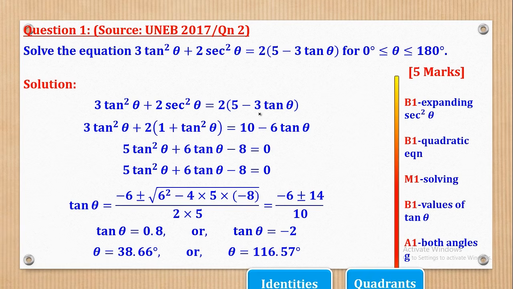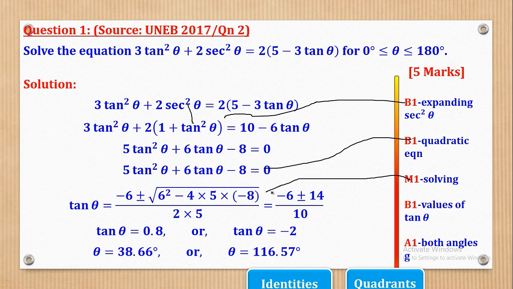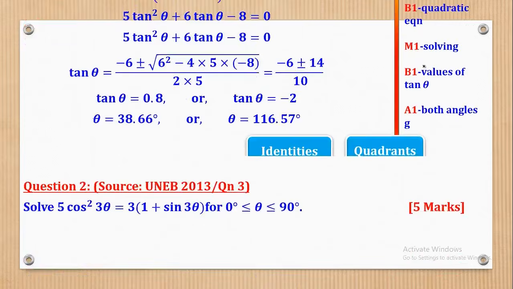So B1 for expanding sec, another B1 for this quadratic equation, this M1 for solving. You can either factorize or use bulldozer. Then B1 for the values of theta, and A1 for both values for both angles which are required in the given range. So that was question 1.